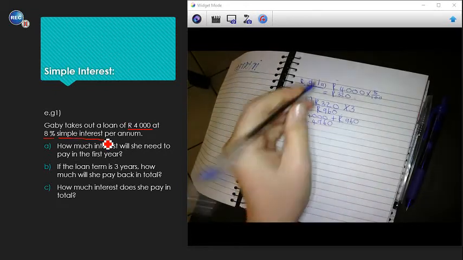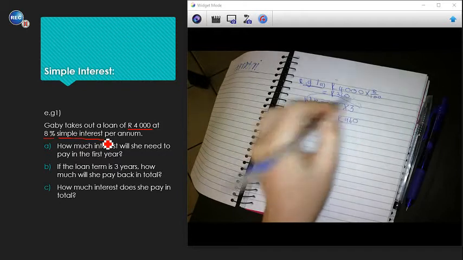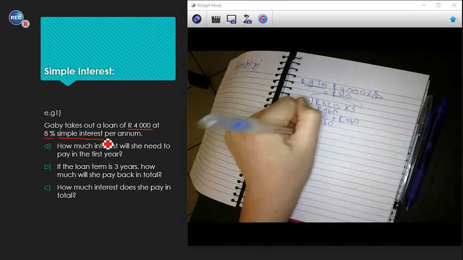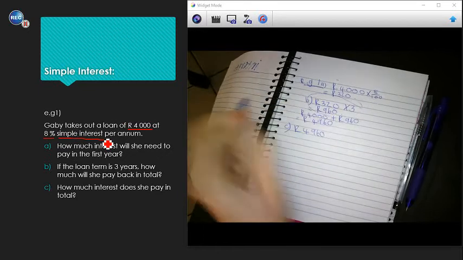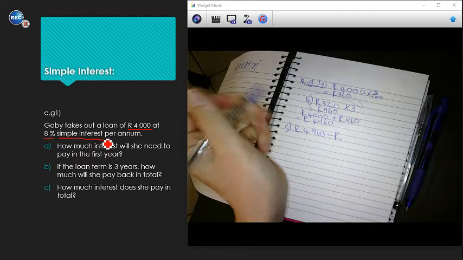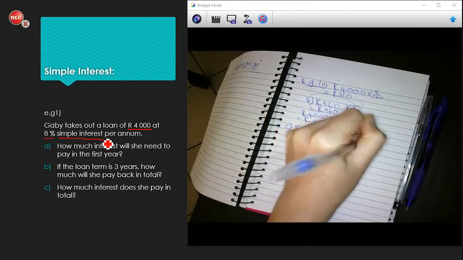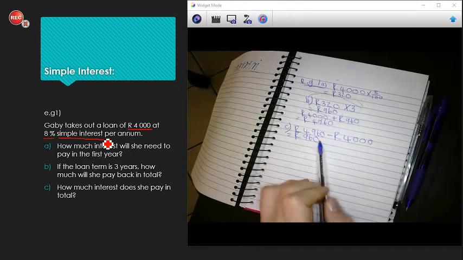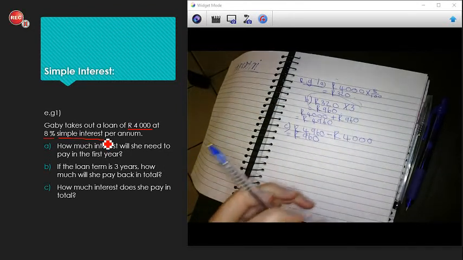Question C asked us how much interest. So now you can either look at this and say, okay, I've calculated it already, or just to check that you know that you are correct, you take the total amount she repays, and from that you subtract the original loan amount. And that gives us the 960 Rand, which is exactly the same as what we had here.